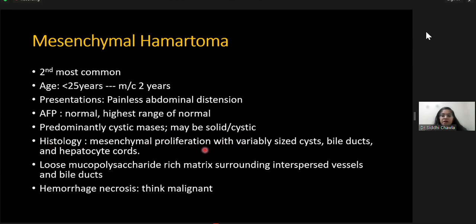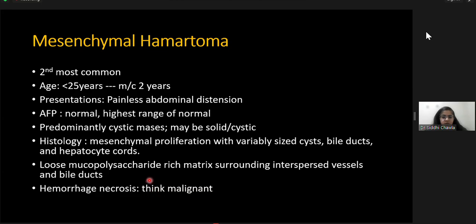On histology, you will have mesenchymal proliferation with variable size cysts, bile ducts, and hepatocyte cords. There is a lot of loose mucopolysaccharide-rich tissue, which I am referring to as myxoid tissue, and that is why it appears cystic. It has a cystic appearance on CT, but a solid appearance on ultrasound. And how is MRI going to help you? That also we are going to discuss.